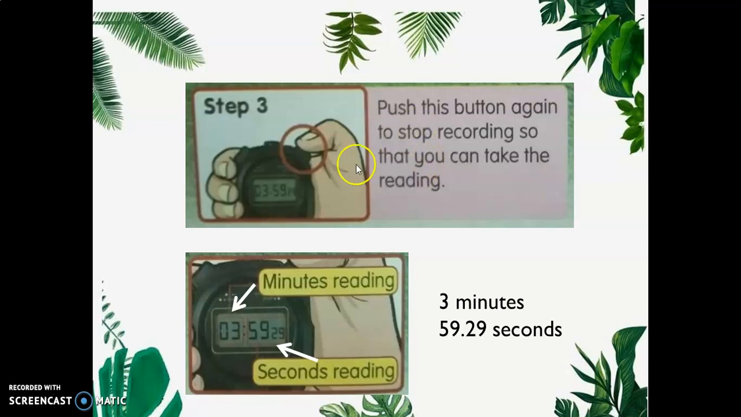That means when you push this stop button, the time stops moving. So we can read the time that we recorded. Okay. For this number, the first number here is the minutes reading. And the numbers at the back are the seconds reading. So, what is the time recorded here? Yes, it is 3 minutes and 59.29 seconds. That is how you read the measurement here. Okay, boleh cikgu teruskan?